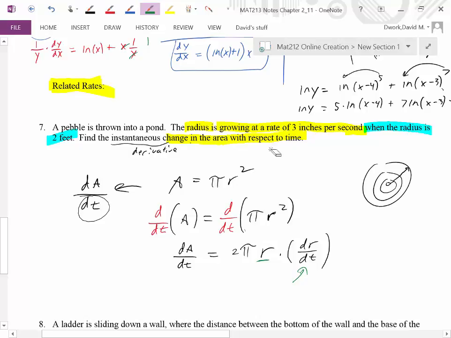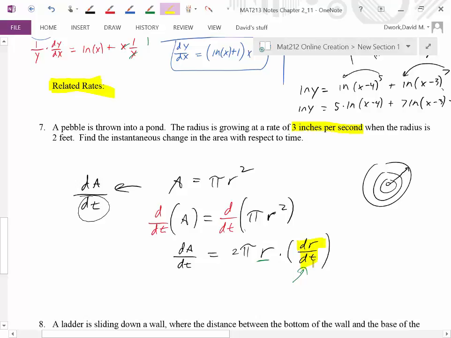Let's go see if we can find that information. Okay, so let's go back to the original problem. Let's see what we can find. I need a radius. The radius is growing at a rate. All right, so that's not the radius, that's a rate of 3 inches per second.